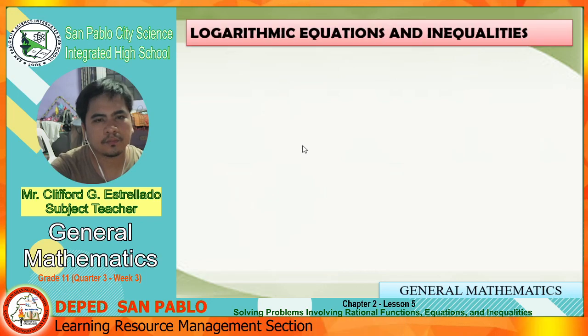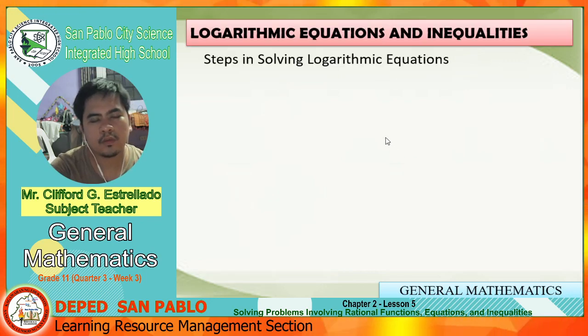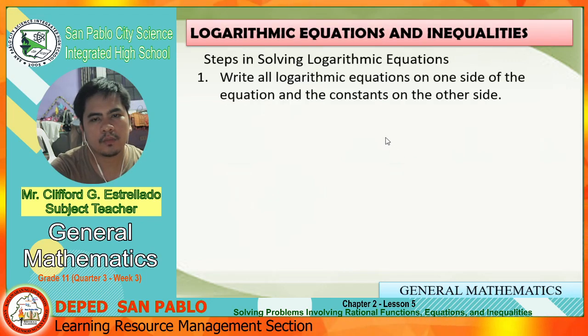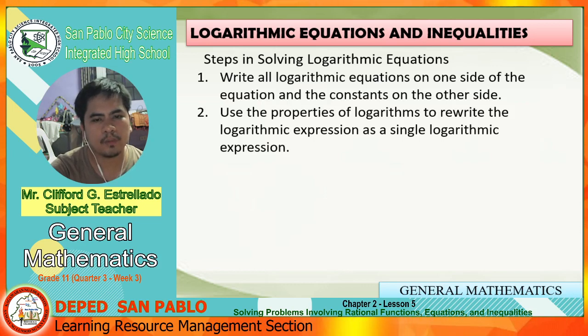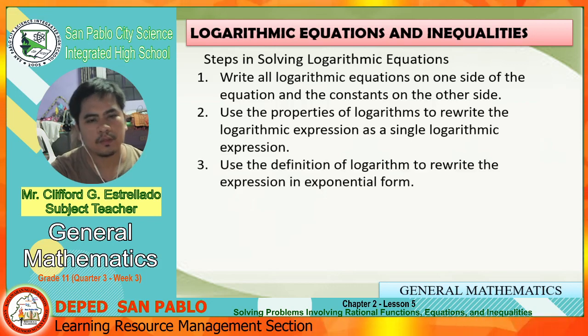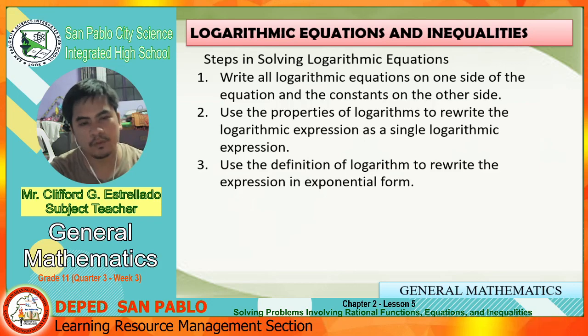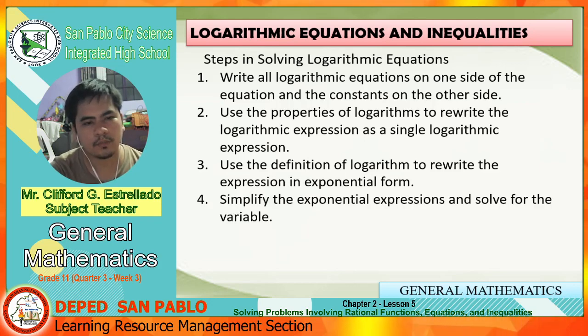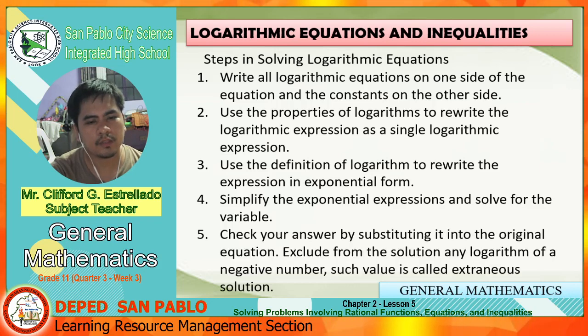Next, logarithmic equations and inequalities. So, steps in solving logarithmic equations. One, write all logarithmic expressions on one side of the equation and the constants on the other side. Two, use the properties of logarithms to rewrite the logarithmic expression as a single logarithmic expression. Three, use the definition of logarithm to rewrite the expression in exponential form. Four, simplify the exponential expressions and solve for the variable. And number five, check your answer by substituting it into the original equation.